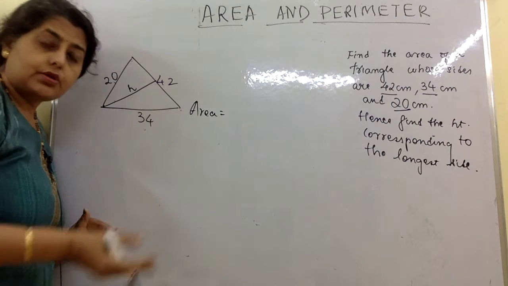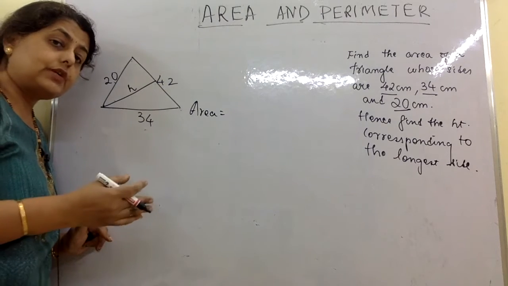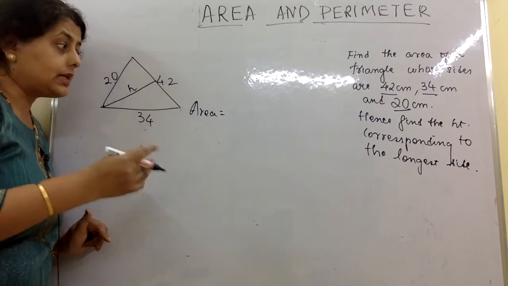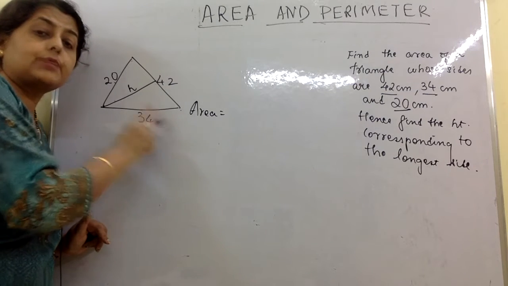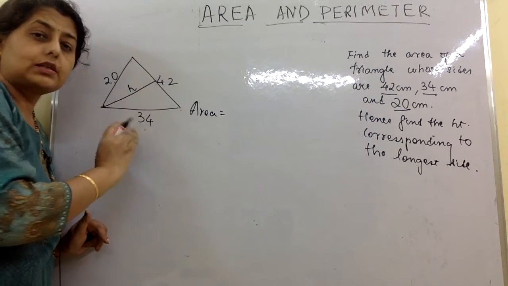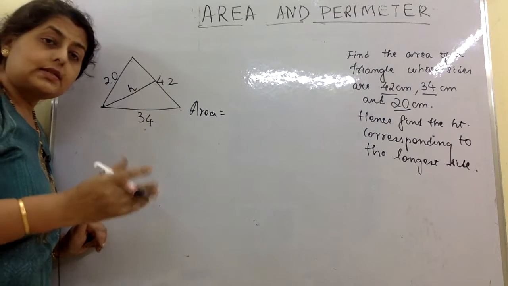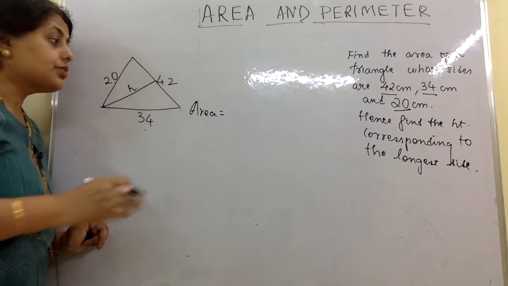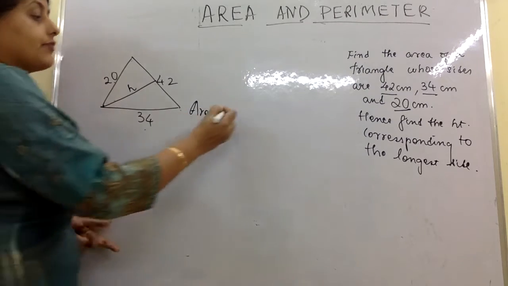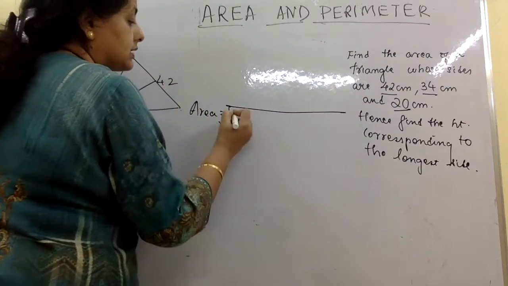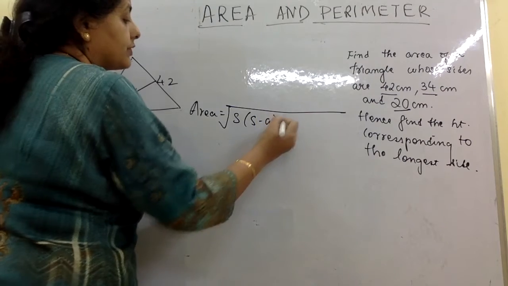Okay. After this we are going to do equilateral also. And after that we are going to do even isosceles. And at the end we are going to do a very special type of sum which is very often asked based on this. That also we are going to do. Okay. So as I said, each sum is going to be a different type. So here area. What is area? For Heron's formula they use this. This is the formula. Let's understand the formula first.